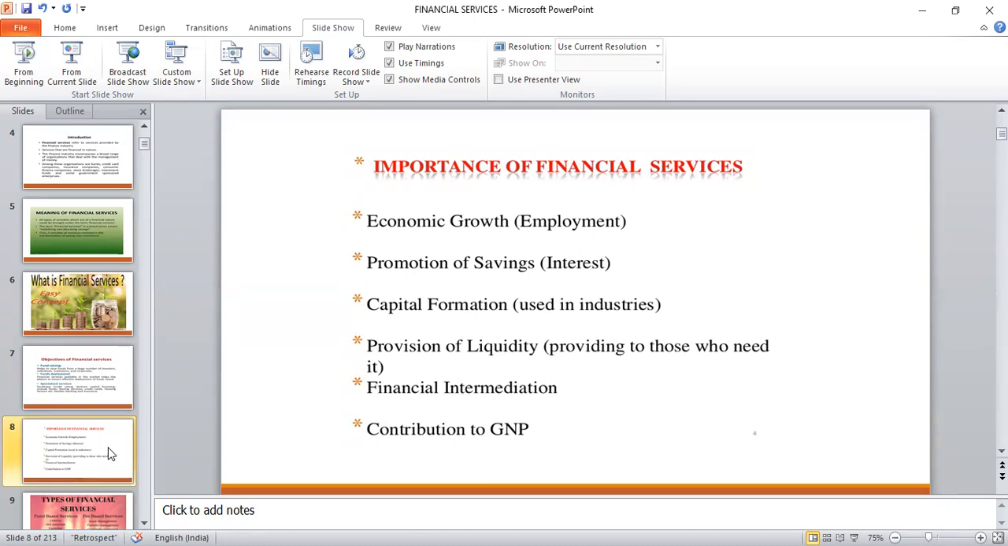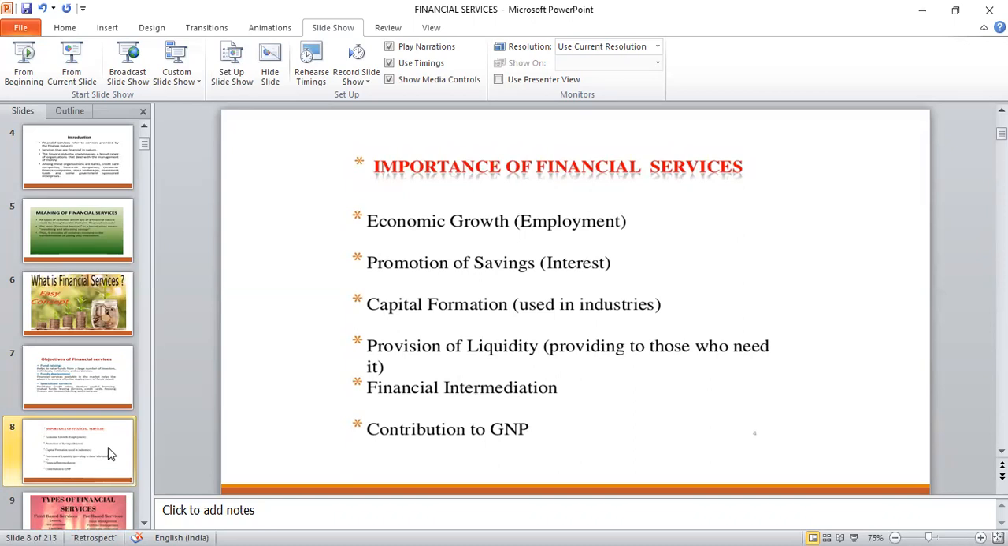What do you mean by CIBIL score? It gives the full detailed analysis of an individual to get a credit from a bank. So from this credit rating, what will happen? It says that this customer, this individual is worthy enough to get the credit worth rupees this much. So this type of credit ratings are all given by the financial institutions.